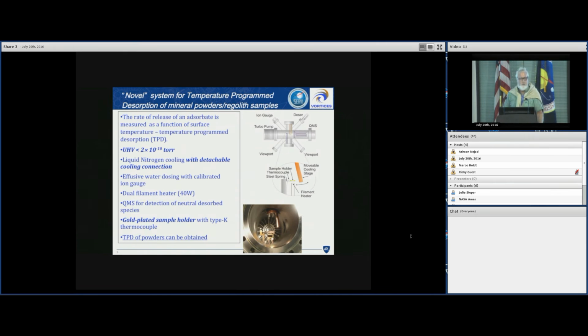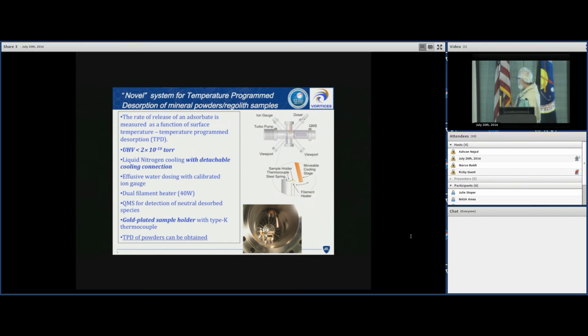All right. Now, we've developed and built this machine solely to do TPD of water on lunar regoliths. And so we built a system, and it's novel in the sense that it allows us to do powders, which normally surface scientists do single crystal work. And so TPD is a very standard technique in surface science. So we have an ultra-high vacuum system at 10 to the minus 10 torr. And then we have this detachable liquid nitrogen dewar right here. And then we have an effusive gas dosing system here and a very controlled heating element here.